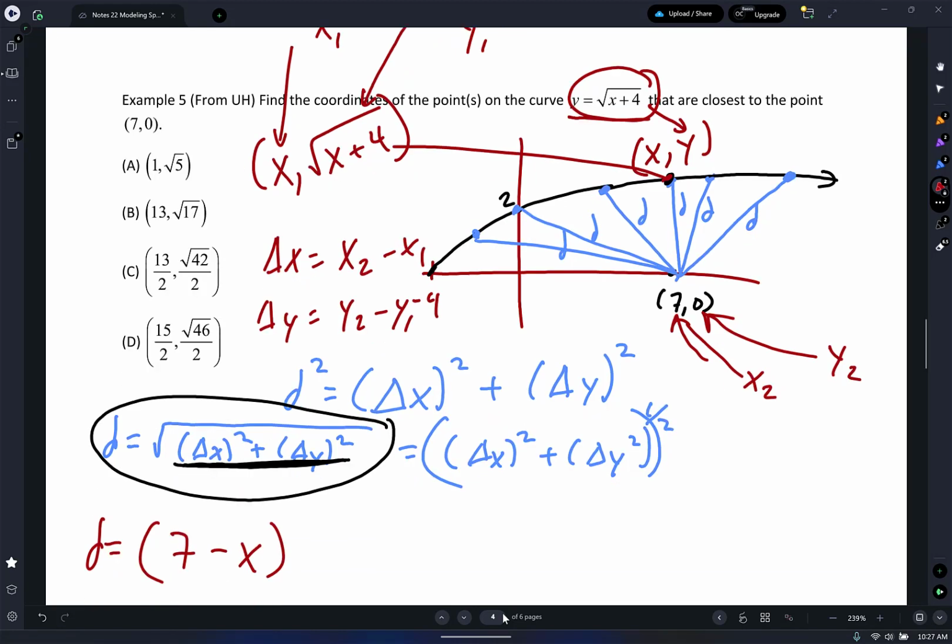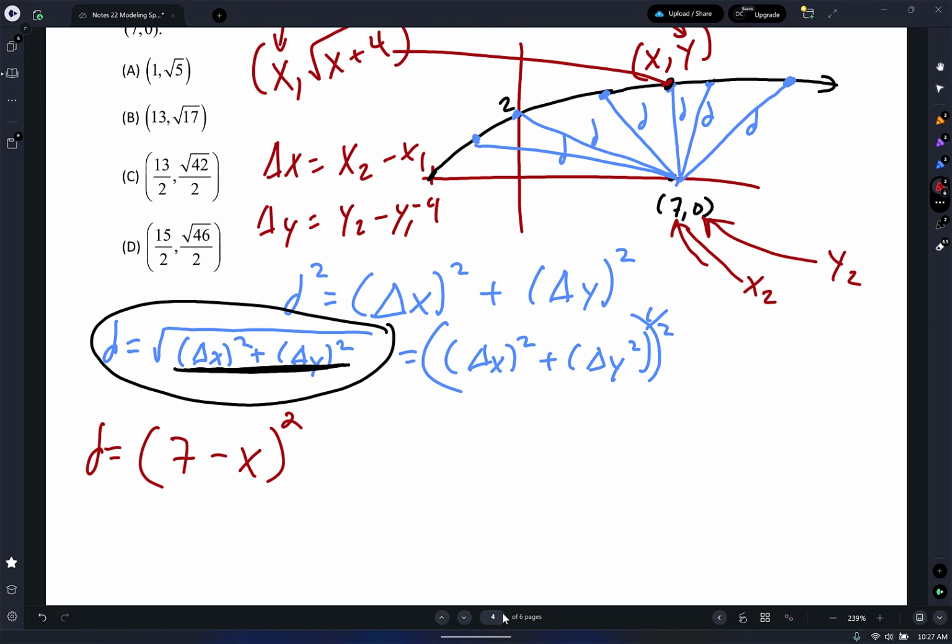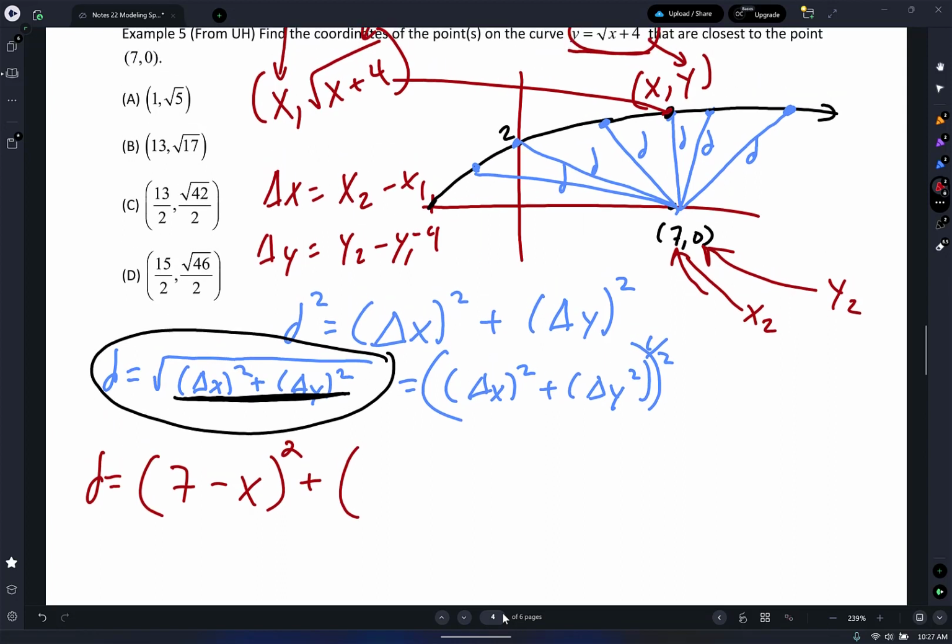Cool? Okay. 7 minus x. Maybe I should have done x minus 7. Okay, too bad. I already did it. Plus parenthesis, I'm going to write 0. It doesn't matter, we'll get the same thing. Square root of x plus 4, close it squared. Are we okay? Yes. All right.